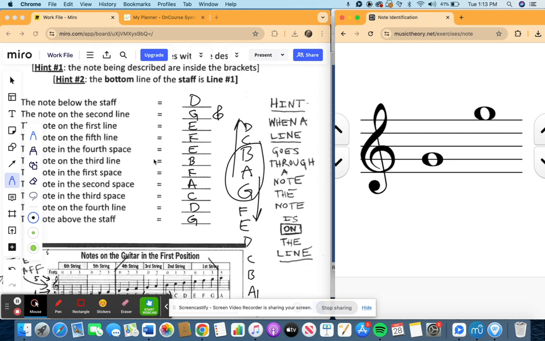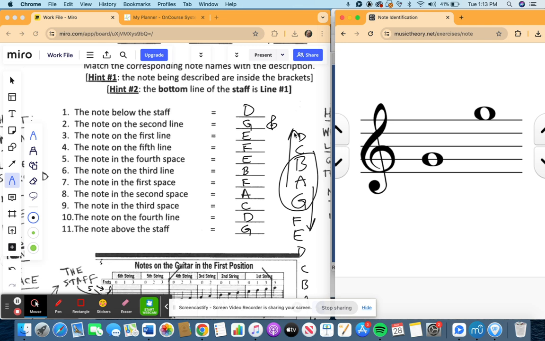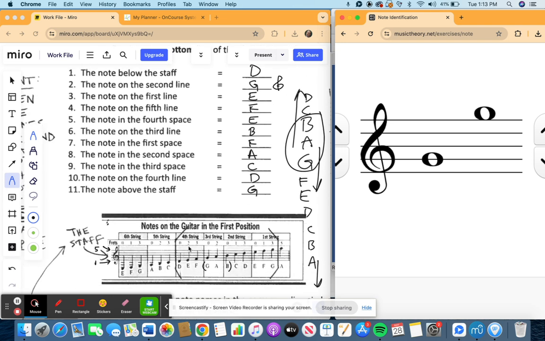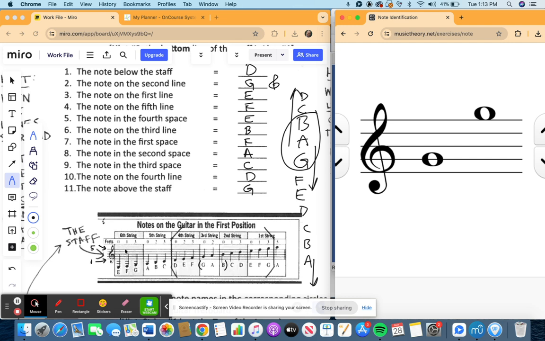Have that written in so now you can have a better idea about where the note names are in relation to where the music is being written. Just wanted you to have that insight.